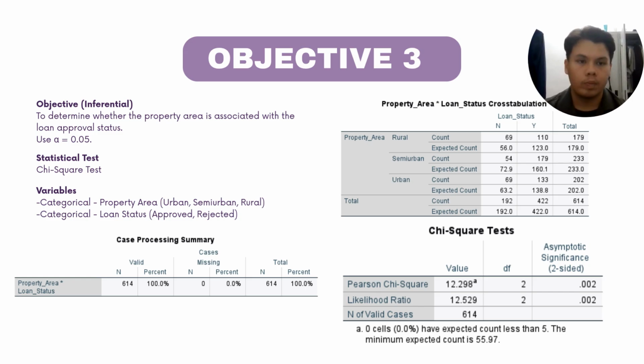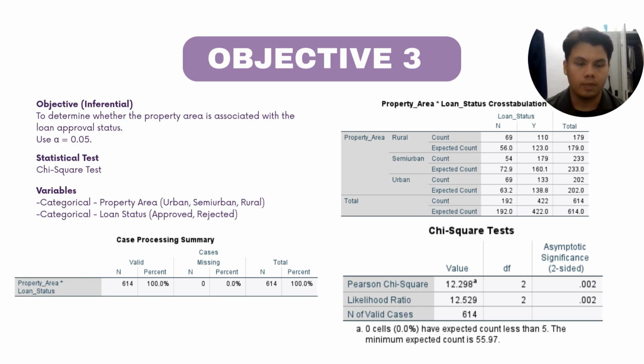Next, I will present objective 3, which is the inferential analysis. The objective of this analysis is to determine whether property area is associated with loan status using a significance level of 0.05. Since both variables are categorical, we use the chi-square test of independence. The first variable is property area, which consists of rural, semi-urban, and urban. The second variable is loan status, which consists of approved and rejected.